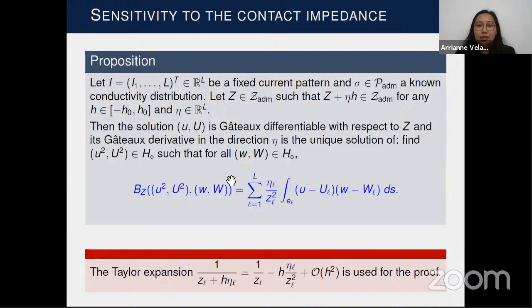The existence and uniqueness of the solution here follows from the Lax-Milgram lemma. And the highlight of the proof of this proposition is the use of the Taylor expansion for the perturbed contact impedance vector. So we use this Taylor expansion to get this variational formulation.